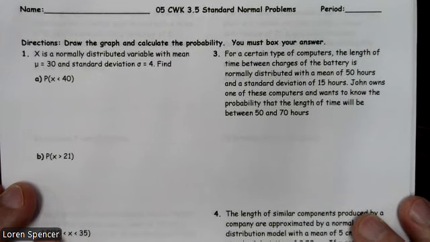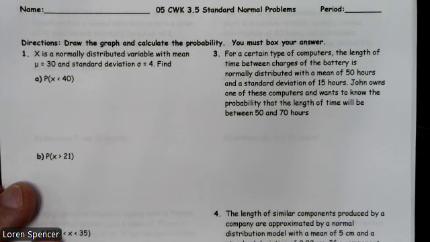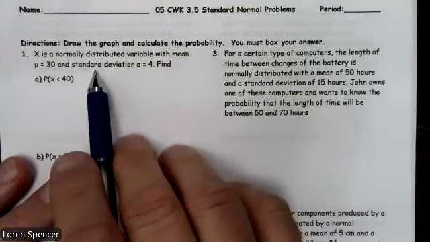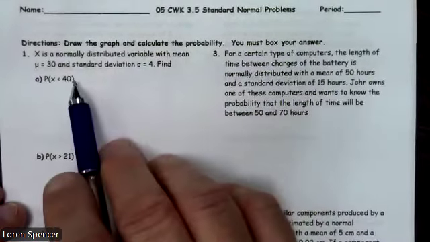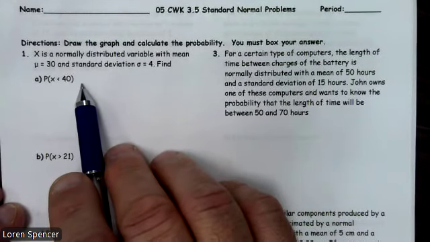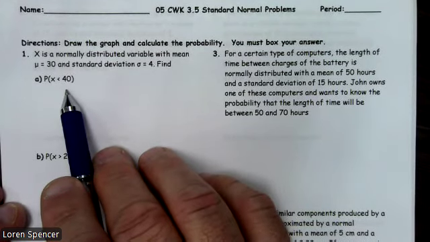So, X is a normally distributed variable with a mean of 30 and a standard deviation of 4. Find the probability that X is less than 40. Really, we should be defining the variable, and I'm not going to on these just so that we go through them a little bit quicker. So, they're telling us the probability X is less than 40.